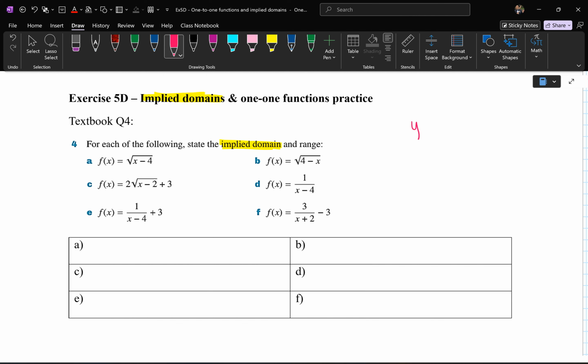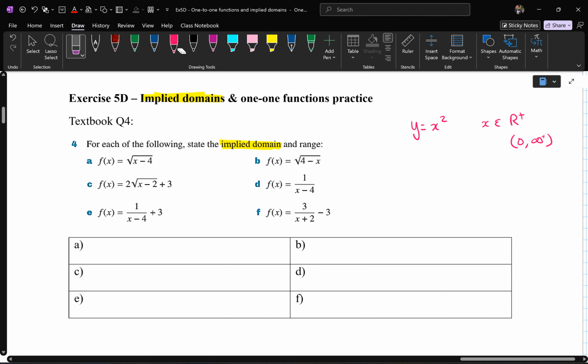So for example, if I gave you y equals x squared, and then I say where x is an element of R plus, out of curiosity, anyone remember what R plus means? Good. This is not including 0. So remember 0 to positive infinity, that's what that means. Okay? So if you say that, at least you now know the domain is R plus. But that's explicit. Implied means that I don't tell you, and you're meant to figure it out.